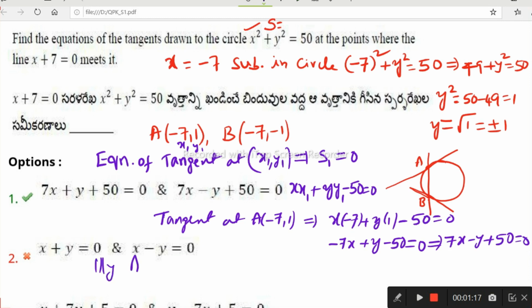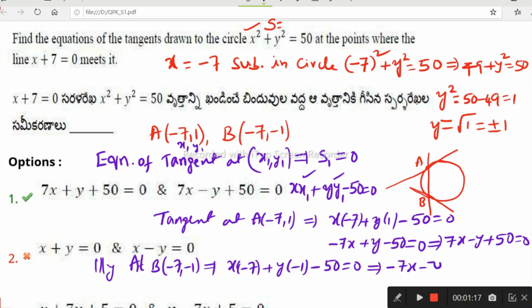At B, same formula. At B we have to use (-7, -1). So in place of x1, y1, we can use -7, -1. That means x into -7 plus y into -1 minus 50 is equal to 0, right? From this we can simplify it: -7x minus y minus 50 is equal to 0. Again, I'm rewriting this as 7x plus y plus 50 is equal to 0.